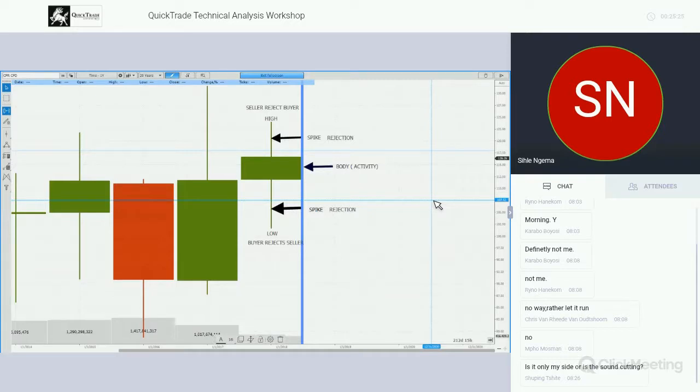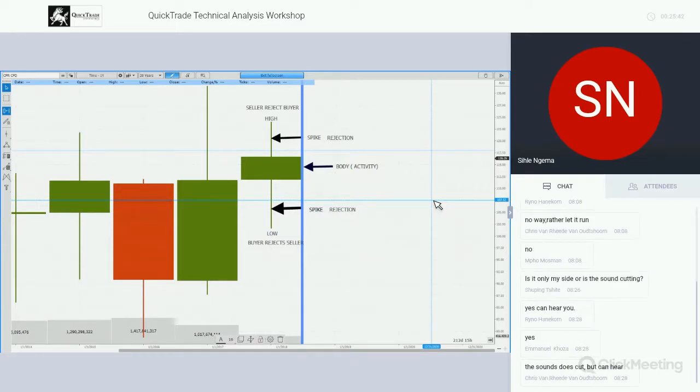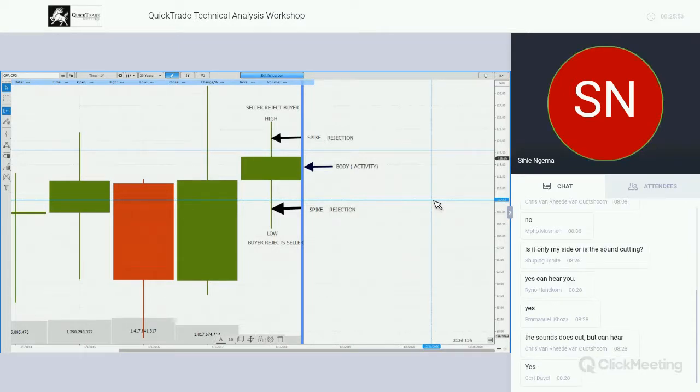Now there is something, or is the sound cutting? Can everyone hear me? Okay, the sound's cut. Is the sound fine now? Okay, I will try to fix my system while I continue with the lesson.